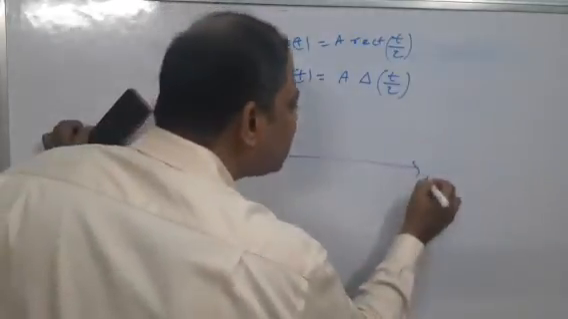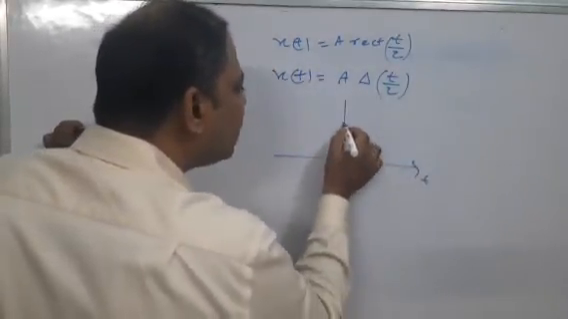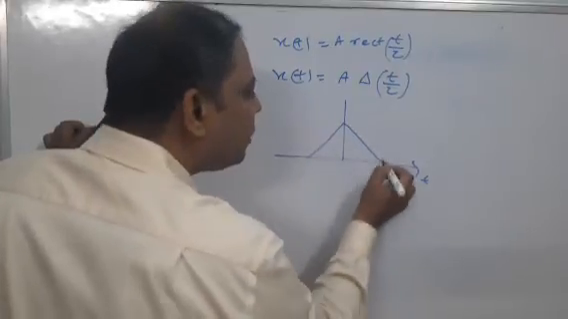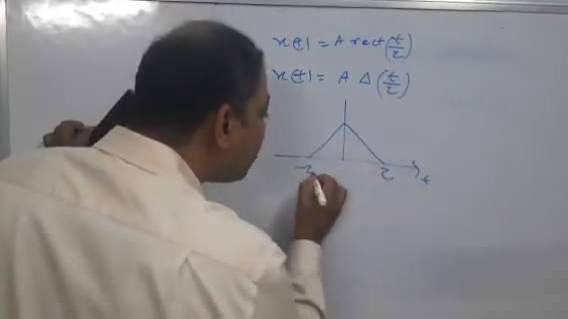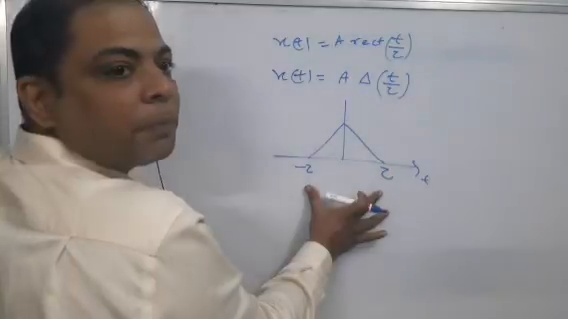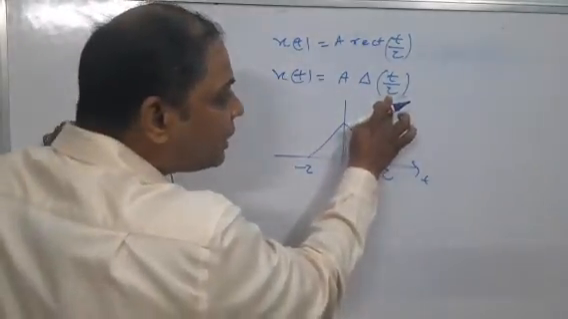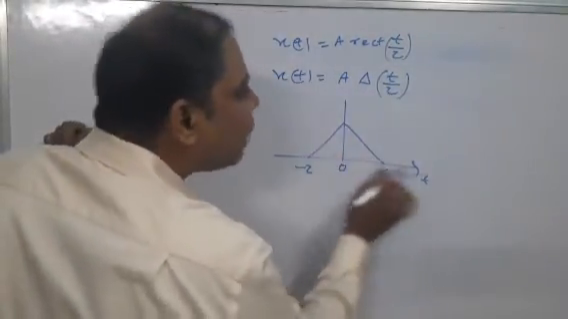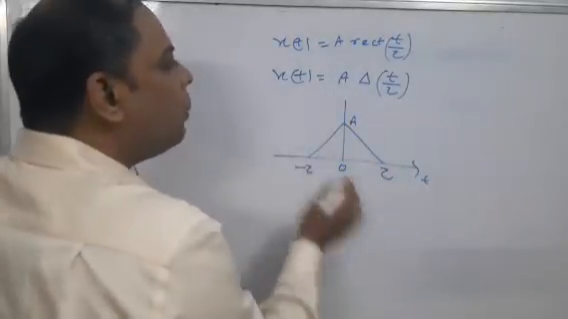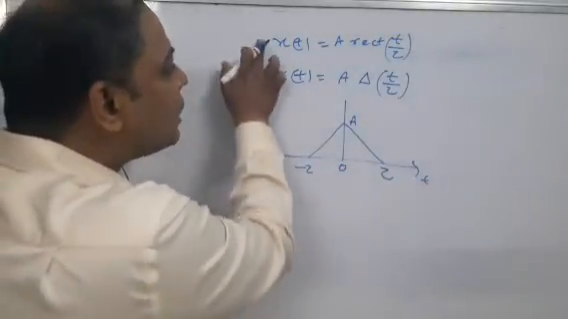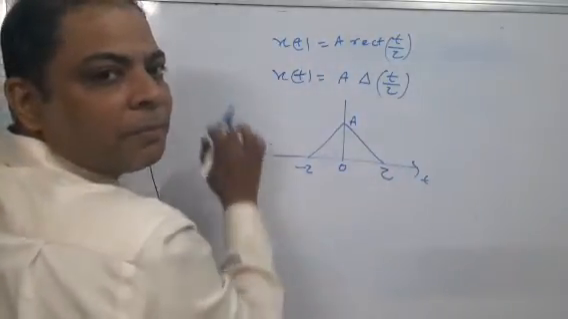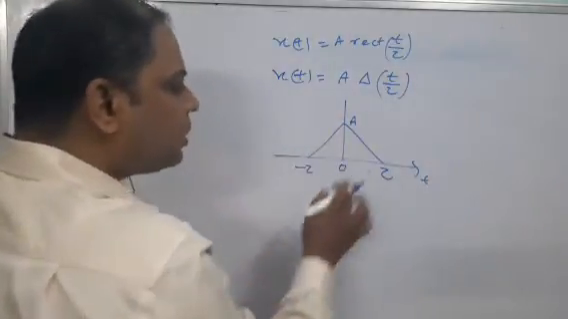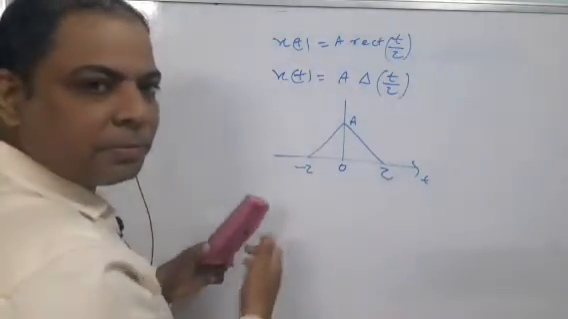That means here this is the time axis and here this is the triangular pulse. This is tau, this is minus tau. Now the total width is 2 tau. Though tau is mentioned here, this is the one side width. One side width is tau. Now here A. Remember, this is the difference between this notation and this notation. Very important. This is your triangular pulse.